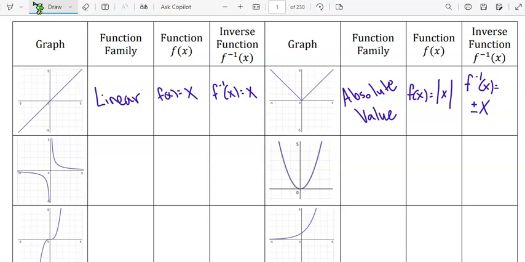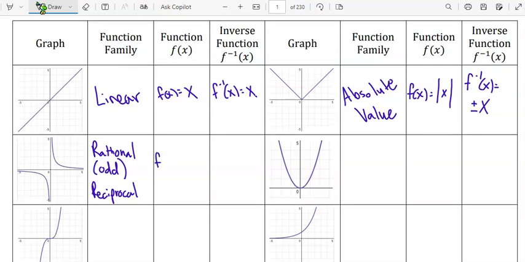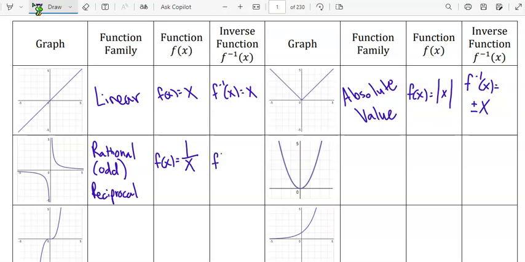This one right here is a reciprocal function. Rational, odd degree. The function is f of x equals 1 over x. The inverse, f inverse of x, is also 1 over x.